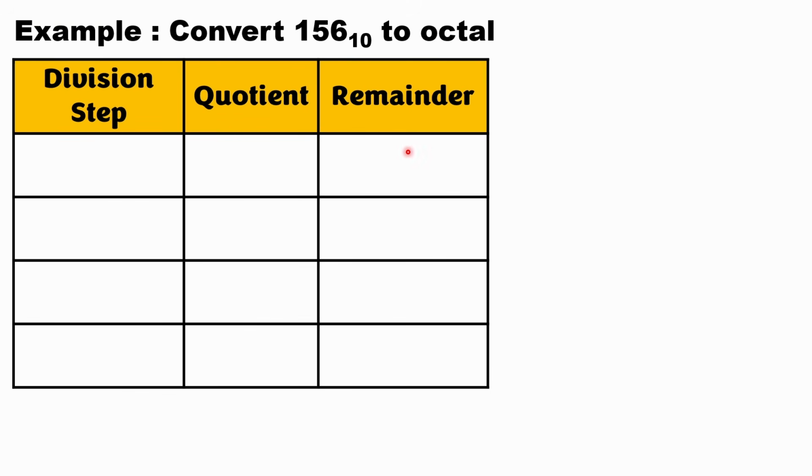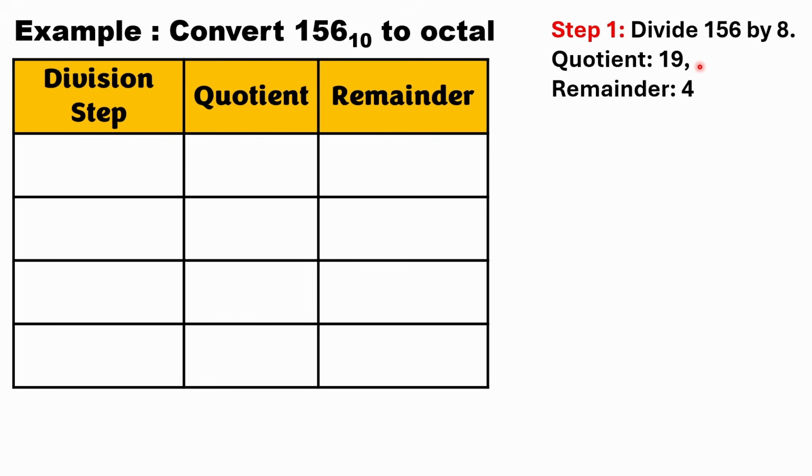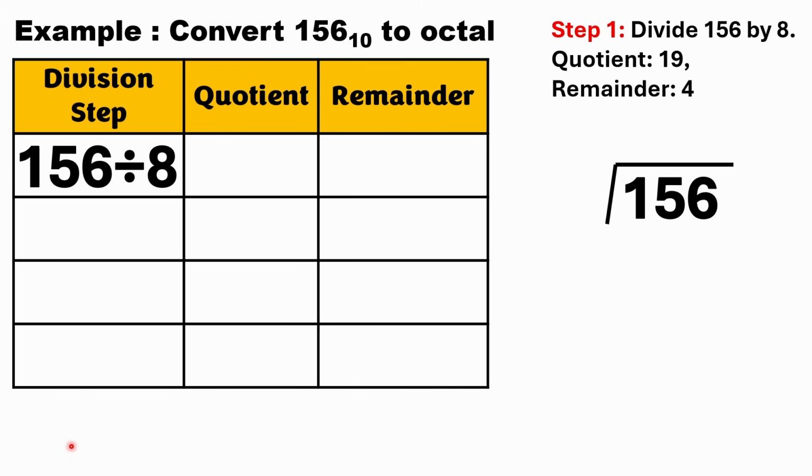Okay, so let's have an example on how to convert decimal to octal. Our example here is we convert 156 in base 10 to octal. Okay, we're going to write 3 columns, which are the division step, quotient, and remainder. And this is step number 1: divide 156 by 8. So, again, we divide 156 by 8.